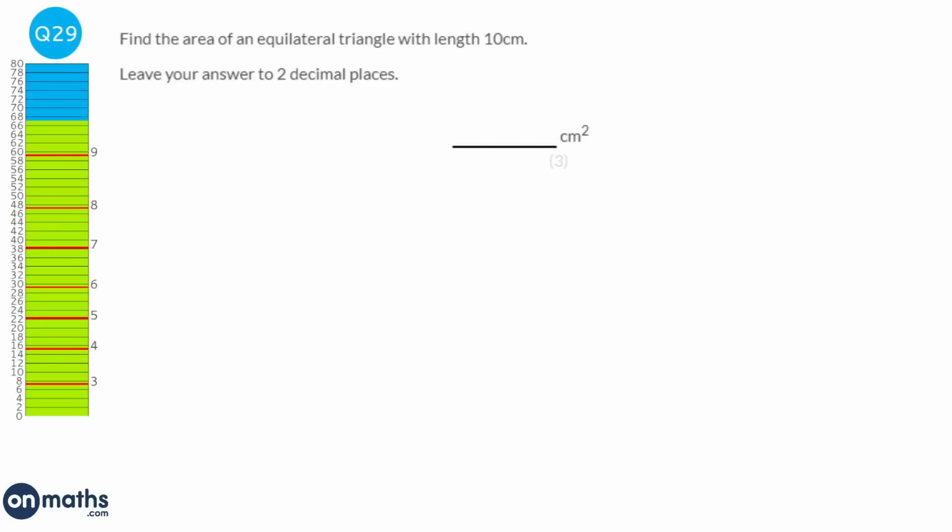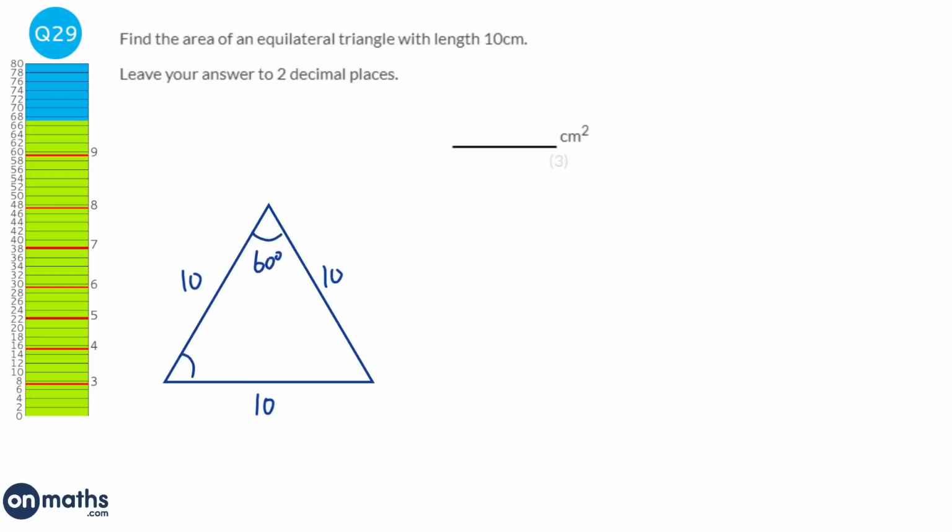In this question, it might be easier just to draw a quick diagram. So let's draw this equilateral triangle, and it says that its lengths are all 10 centimeters. And we're looking to find the area. Now, we also know with an equilateral triangle, all the angles are 60 degrees. So we can plot those, but we don't need to plot them all. We can just plot one of them.